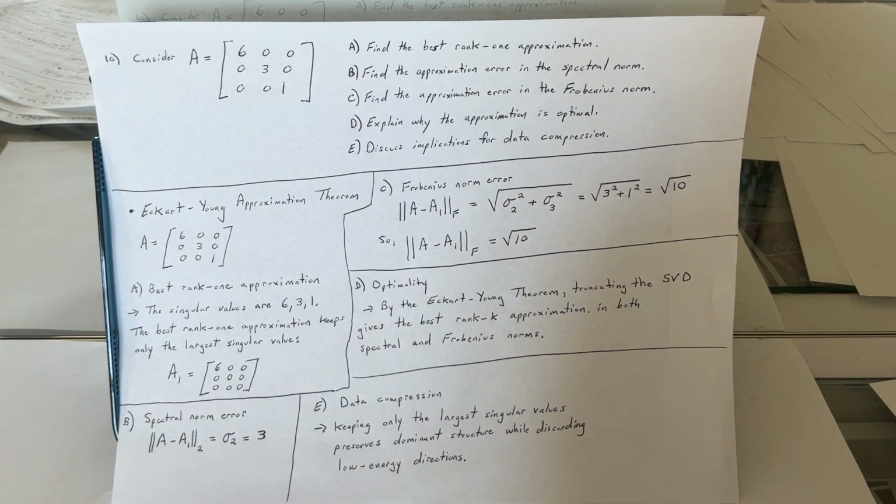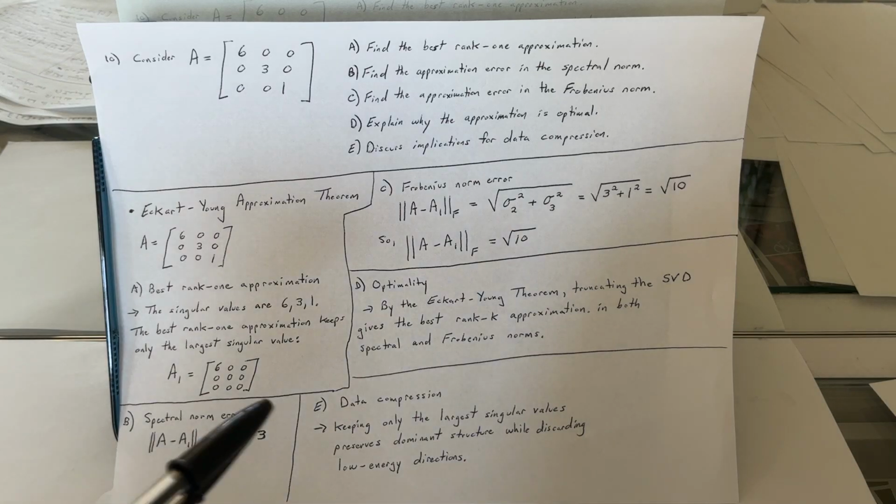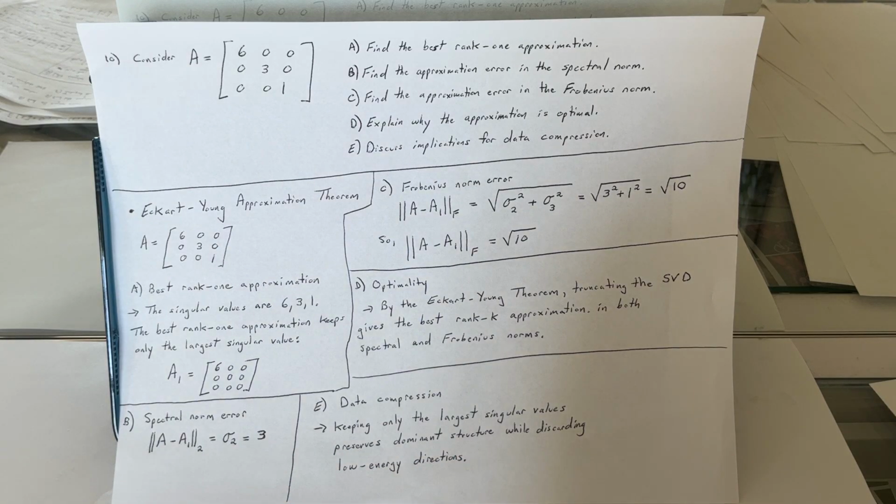Optimality by the Eckart-Young theorem: truncating the SVD gives the best rank k approximation in both spectral and Frobenius norms. And for data compression, keeping only the largest singular values preserves dominant structure while discarding low-energy directions. Okay, so that's all for part 2. Next is part 3. Thank you.